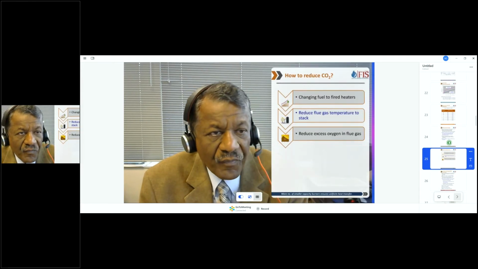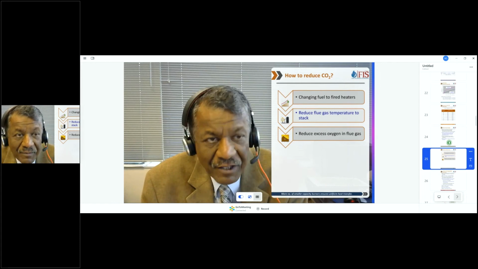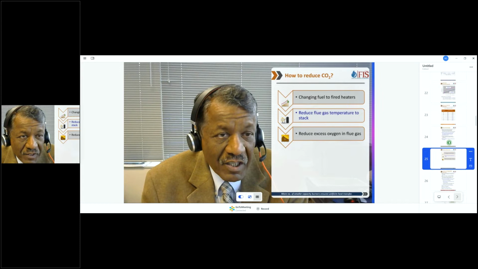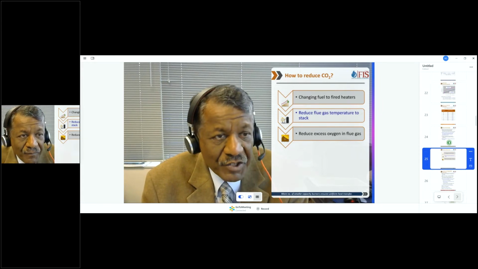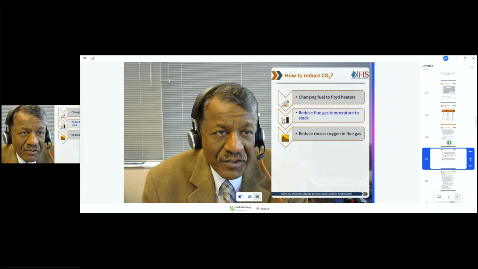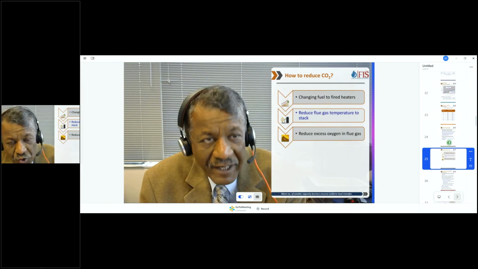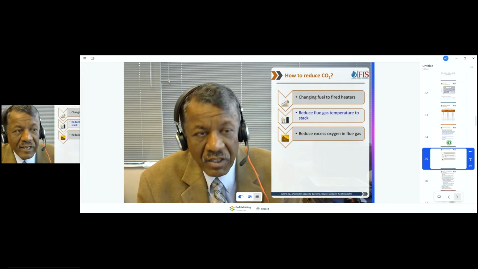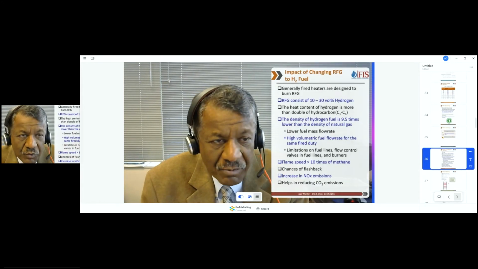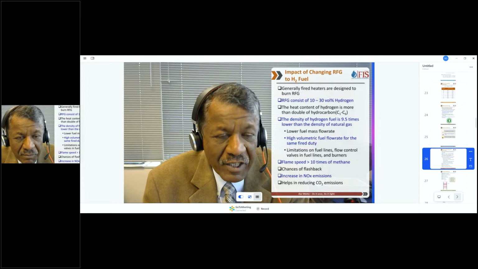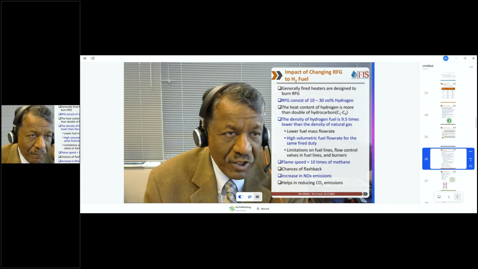So how do we reduce CO2? We talked about two things. One is maximize the efficiency, which means reduce the flue gas temperature to stack and also reduce the excess oxygen in flue gases. And the second one is changing fuel to fired heaters. That's what will happen in future. I hope it will take place, and we will be able to help you converting from natural gas to hydrogen. We can help you converting it from oil to hydrogen.